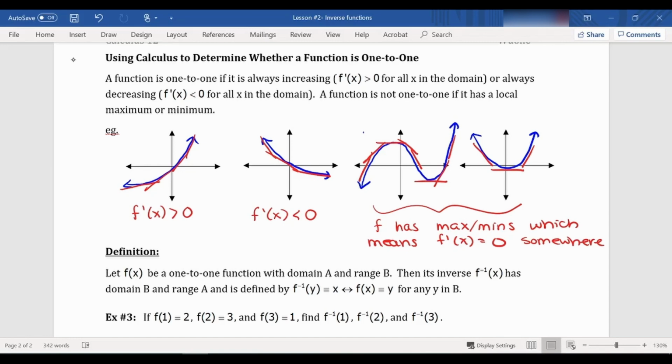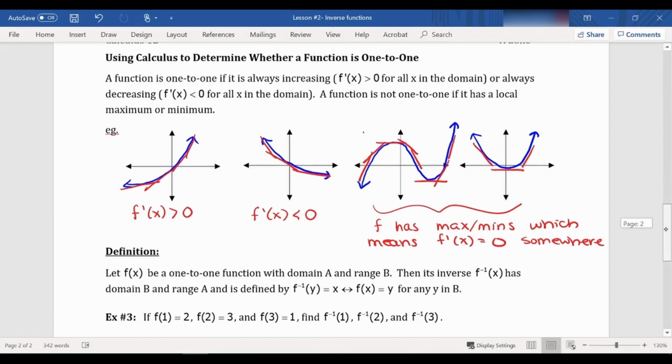So a question might say, is this function one-to-one, or does this function have an inverse that is also a function? You haven't been given a graph. It might be something that's not easy to graph or something that's not easy to actually find the inverse. That's where using calculus to determine if something is one-to-one would be helpful.